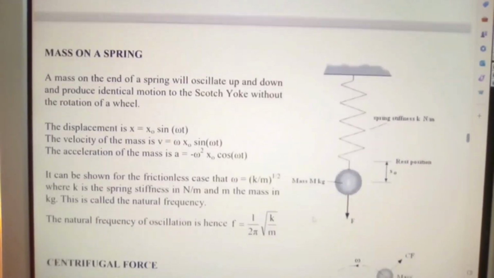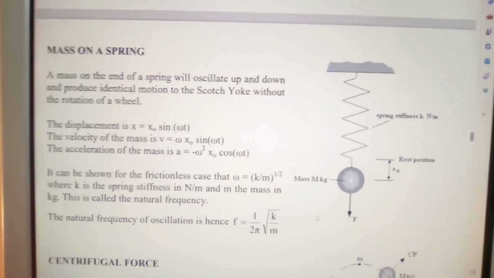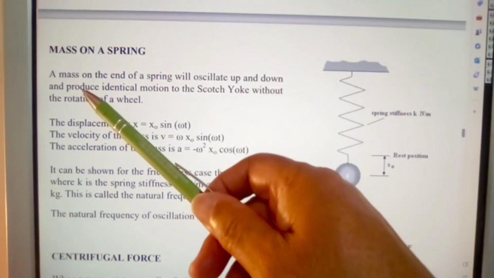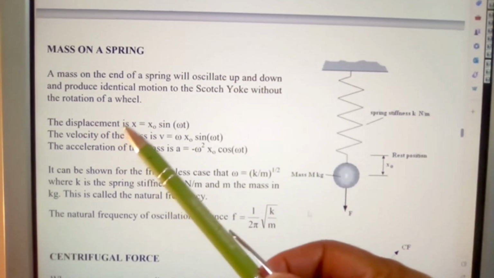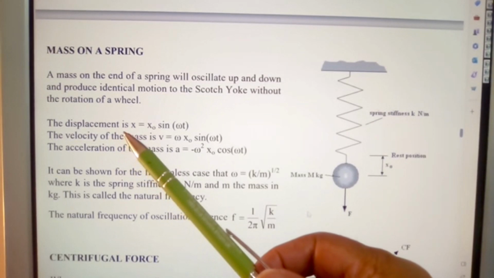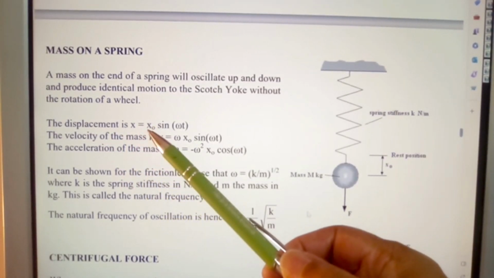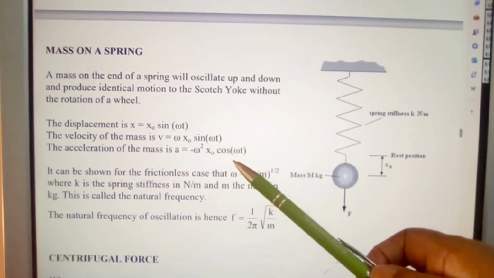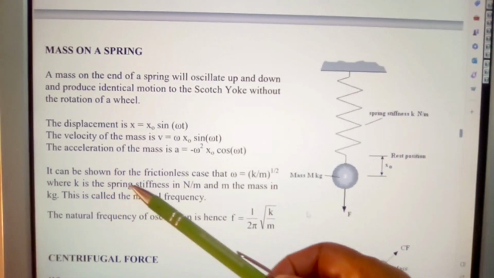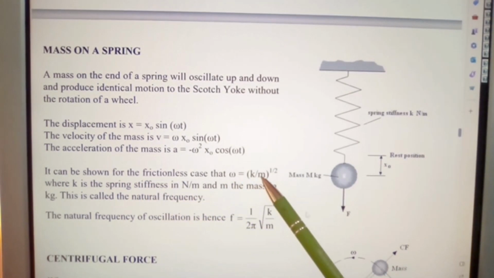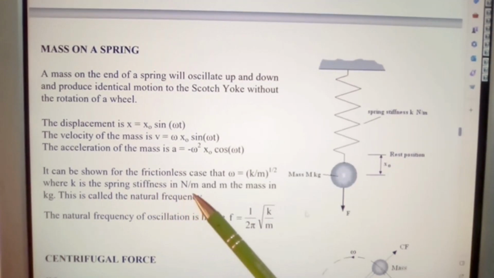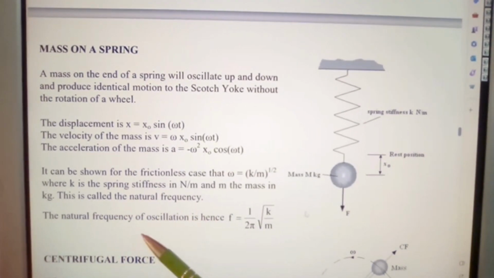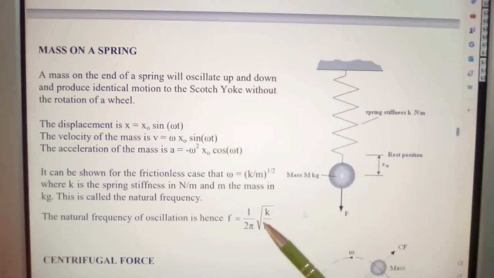Mass on a spring. A mass on the end of a spring will oscillate up and down and produce identical motion to the Scotch yoke without the rotation of a wheel. The displacement is x equals etc. The velocity of the mass is as given. The acceleration of the mass is again as given in the respective formulas. It can be shown for the frictionless case, in this case, where K is the spring stiffness in Newtons per meter and M the mass in kilograms. This is called the natural frequency. The natural frequency of oscillation is hence your formula here. Okay.